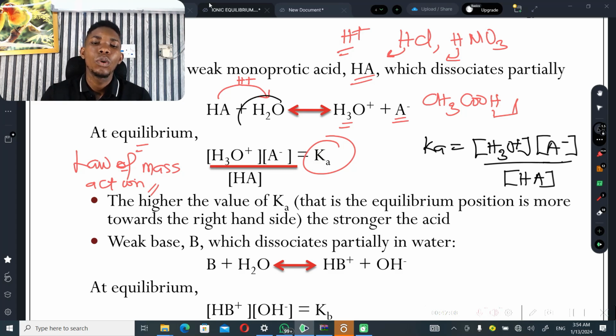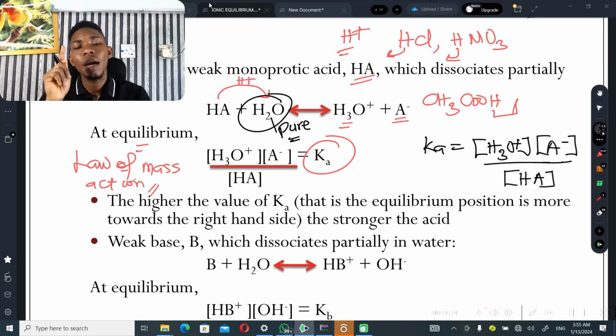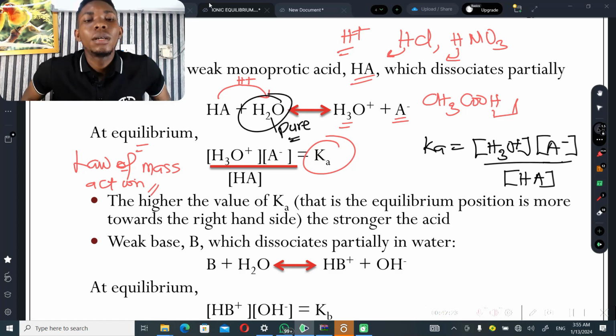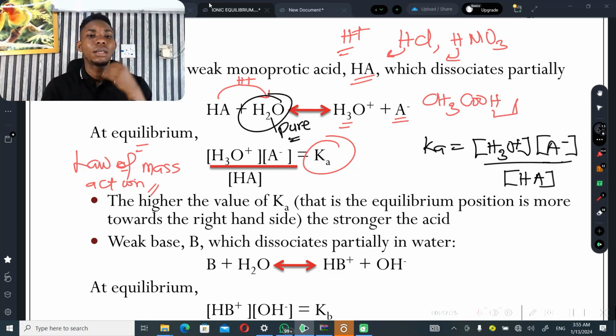You don't have H2O because pure liquids and pure solids do not show in the equilibrium constant expression. The reason is that their concentration does not change during the course of the reaction. Their concentration does not change during the course of the what? Reaction. Is that okay? So pure liquids and pure solids do not show in the equilibrium constant expression. H2O is a pure liquid.